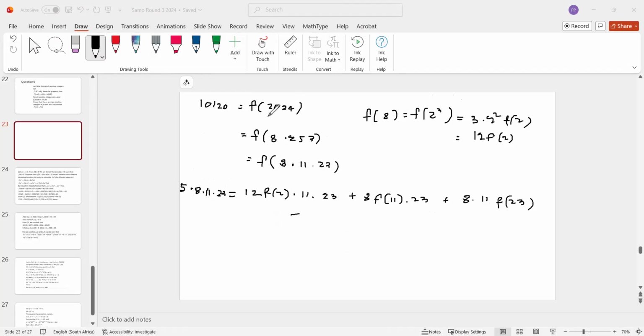This is 8 times 5 times this, and this is the product of these three numbers. Okay, now I want you to observe something here. You see, this number here, let's take 11, is 11 times something. Let's call it 11x. This is also 11 times something.